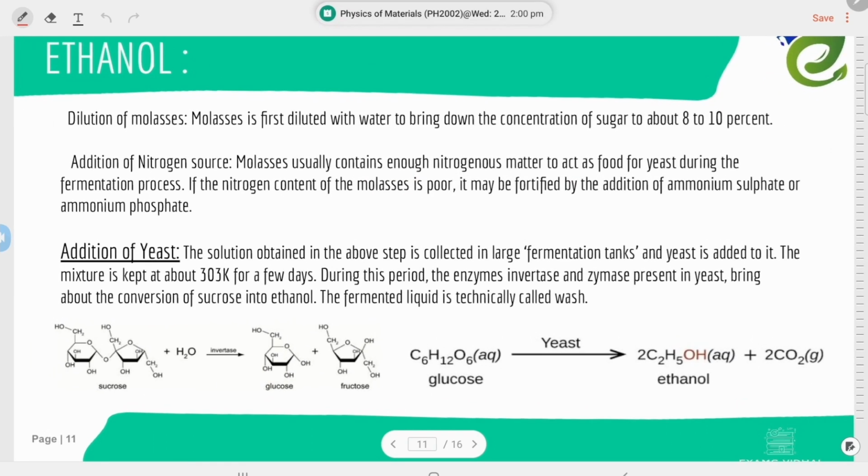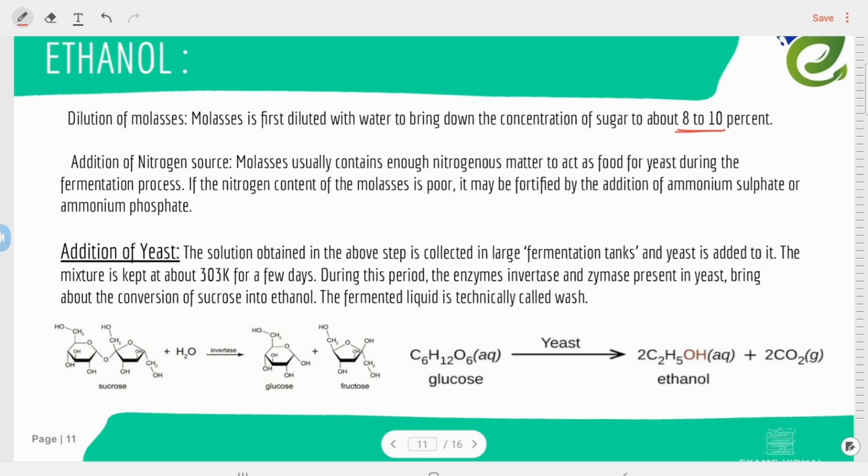Dilution of molasses. Molasses is first diluted with water to bring down the concentration of sugar to about 8 to 10%. So now we have very concentrated molasses and we're going to dilute with water to bring it down to 8 to 10%. Addition of nitrogen sources. Molasses usually contains enough nitrogenous matter to act as a food for yeast during fermentation.